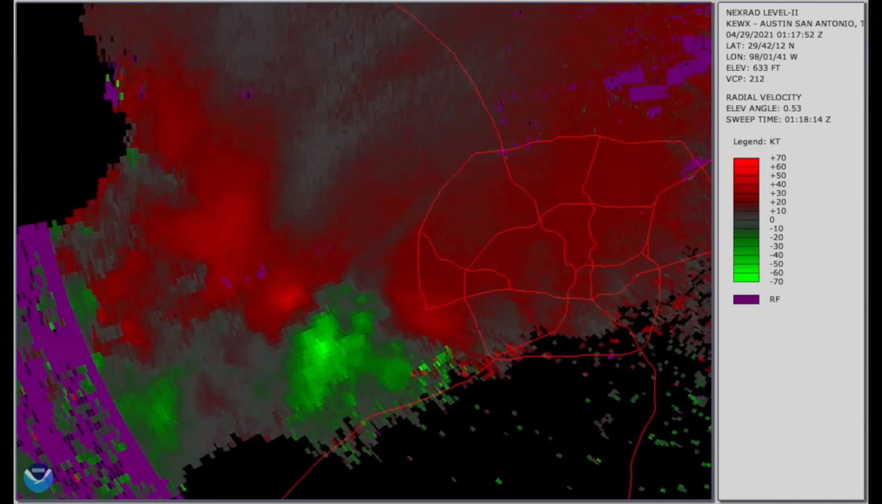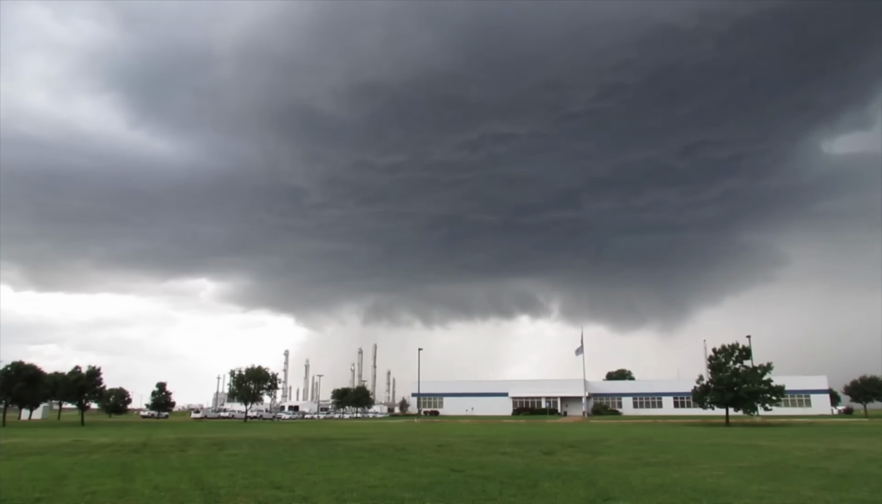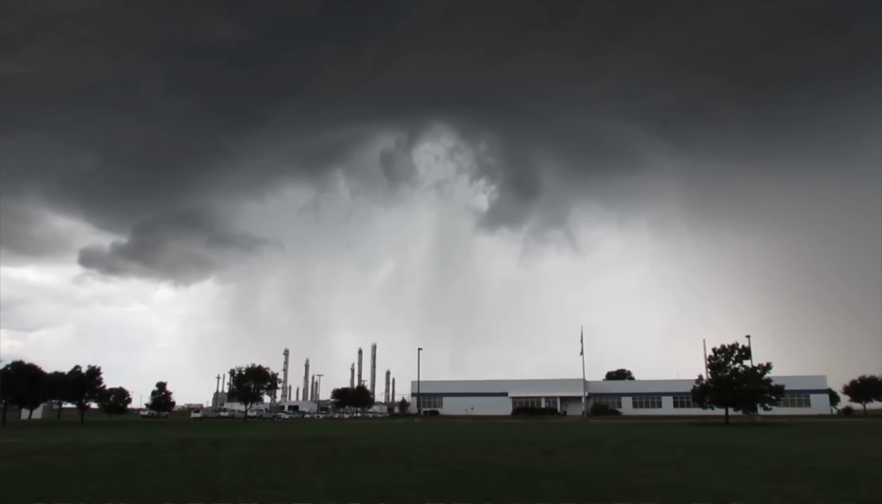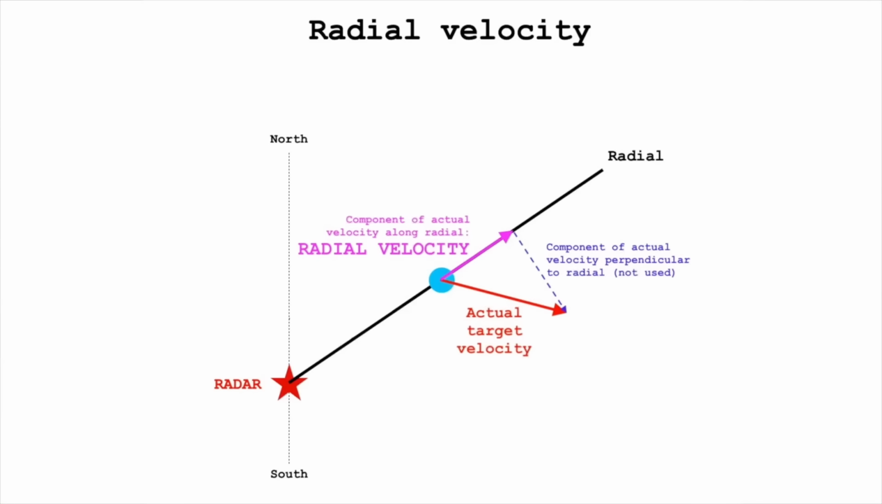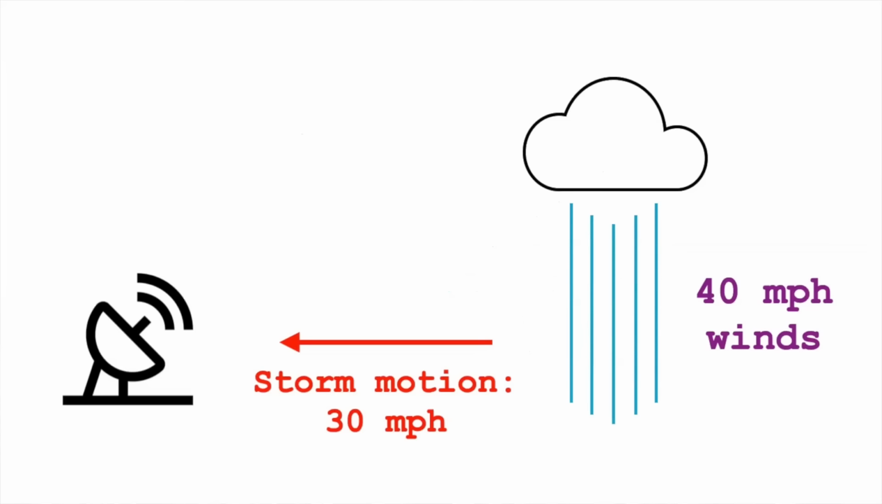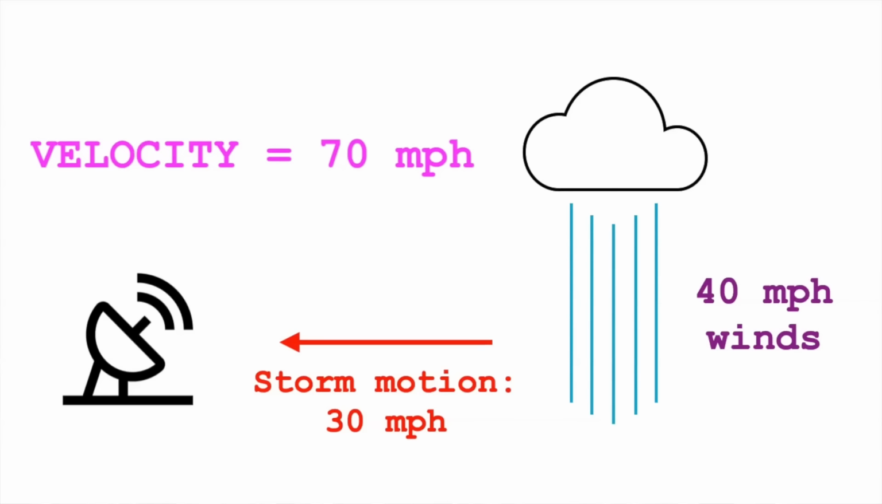Standard base velocity measures the target's velocity with respect to Earth's surface, which is stationary. However, storms and storm-scale phenomena, like tornadoes, almost always move with respect to Earth's surface. Base velocity estimates the portion of a target's velocity that's moving directly toward or away from the radar, i.e. along a radial. This also includes the motion of the parent storm, which can make it difficult to obtain proper velocity measurements. For example, if a target within a storm has a velocity of 40 miles per hour, in essence the storm has 40 mile per hour winds, and the storm is moving directly at the radar at 30 miles per hour, the base velocity product will estimate the target's velocity to be 70 miles per hour, which is erroneous.